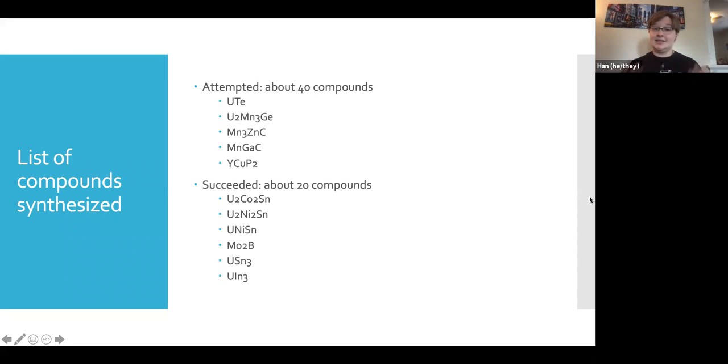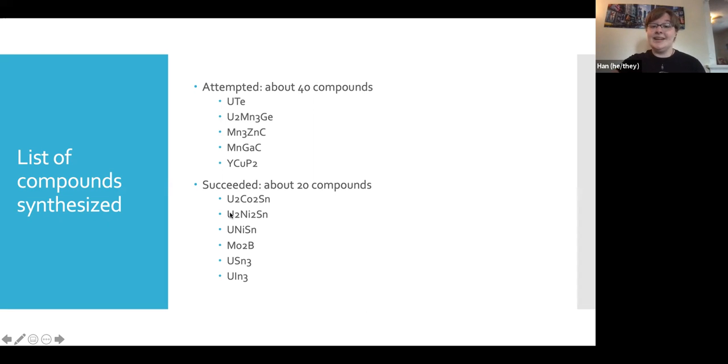So I have a list of the compounds we synthesized. We attempted about 40 compounds, including UTe, a couple of different uranium and magnesium compounds, and then ytterbium copper phosphide. And we succeeded in making about 20 compounds. So you'll notice that's about a 50% success rate. This is pretty normal for compounds that we don't have any information on and have never synthesized before. So I'd say we did pretty good.